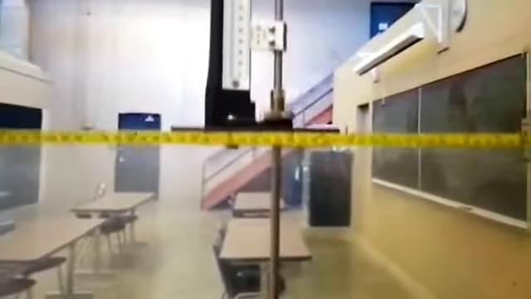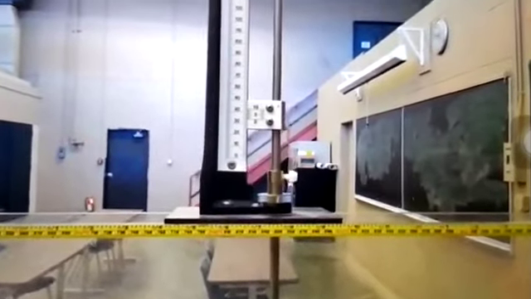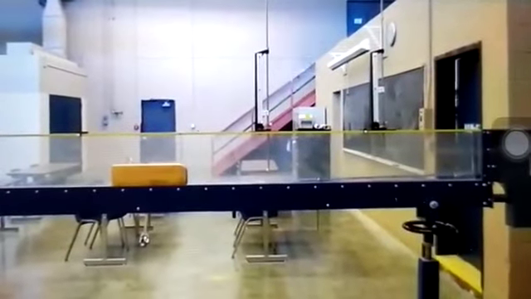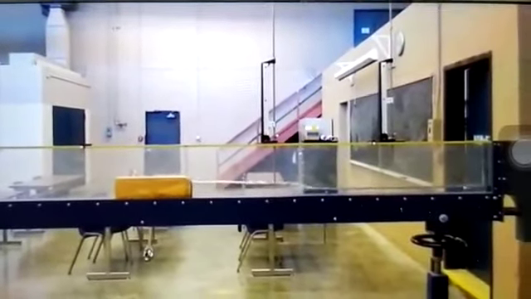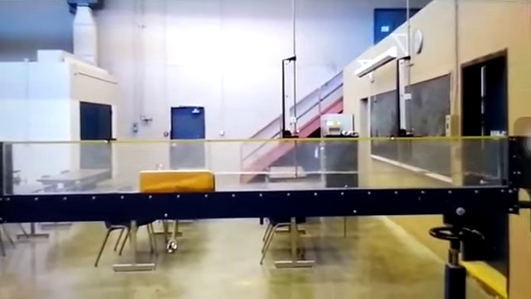You can see this particular broad crested weir, how it will be. So this is the water level which will be flowing.